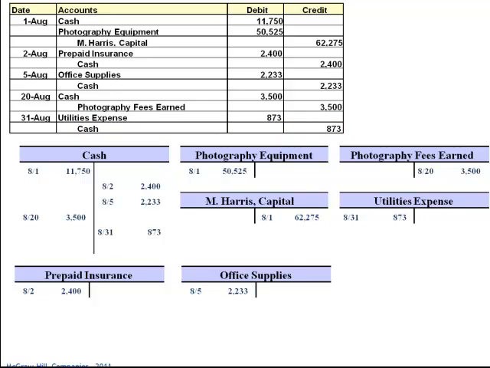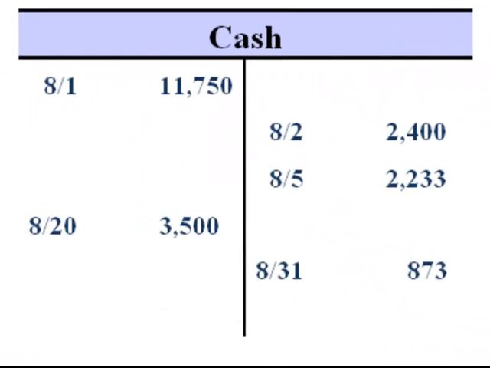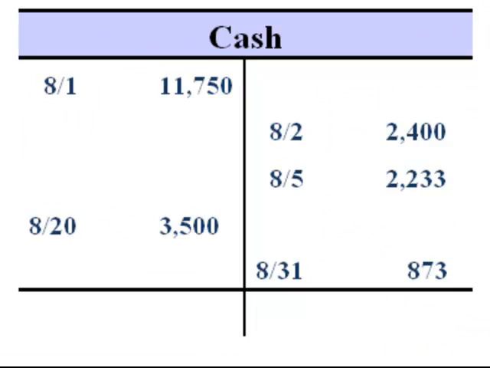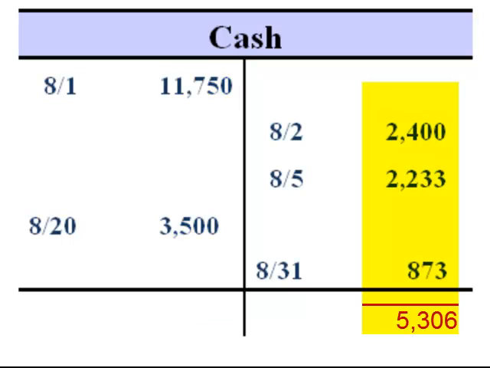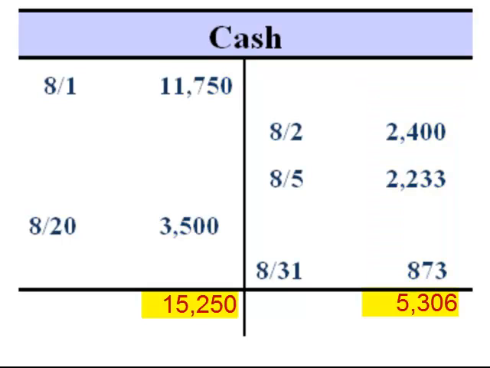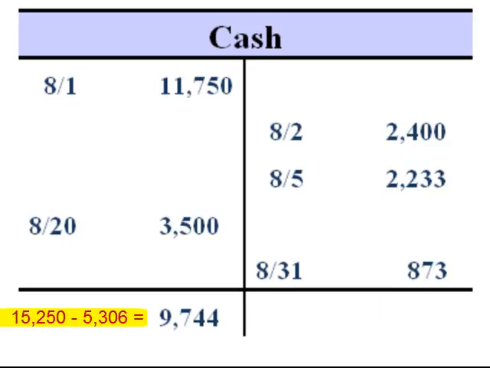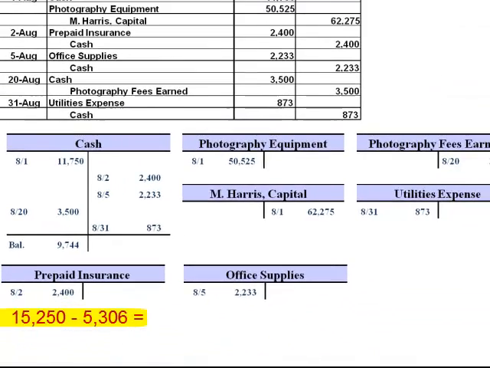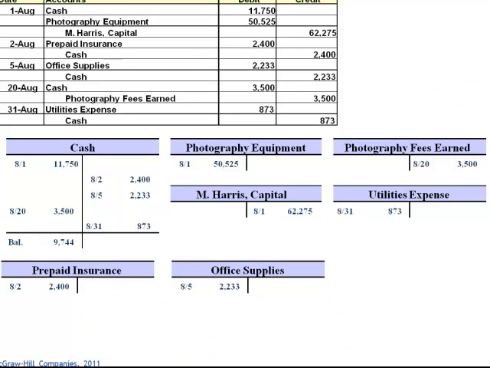The next order of business is to calculate the ending balance in each of our accounts. In order to calculate the balance in the cash T account, we add up the debits, in this case $15,250 in debits, subtract the total of our credits, and we net the two together. Since the debits outweigh the credits, we have a net debit balance of $9,744. The rest of our T accounts don't need a total as they only have a single transaction.